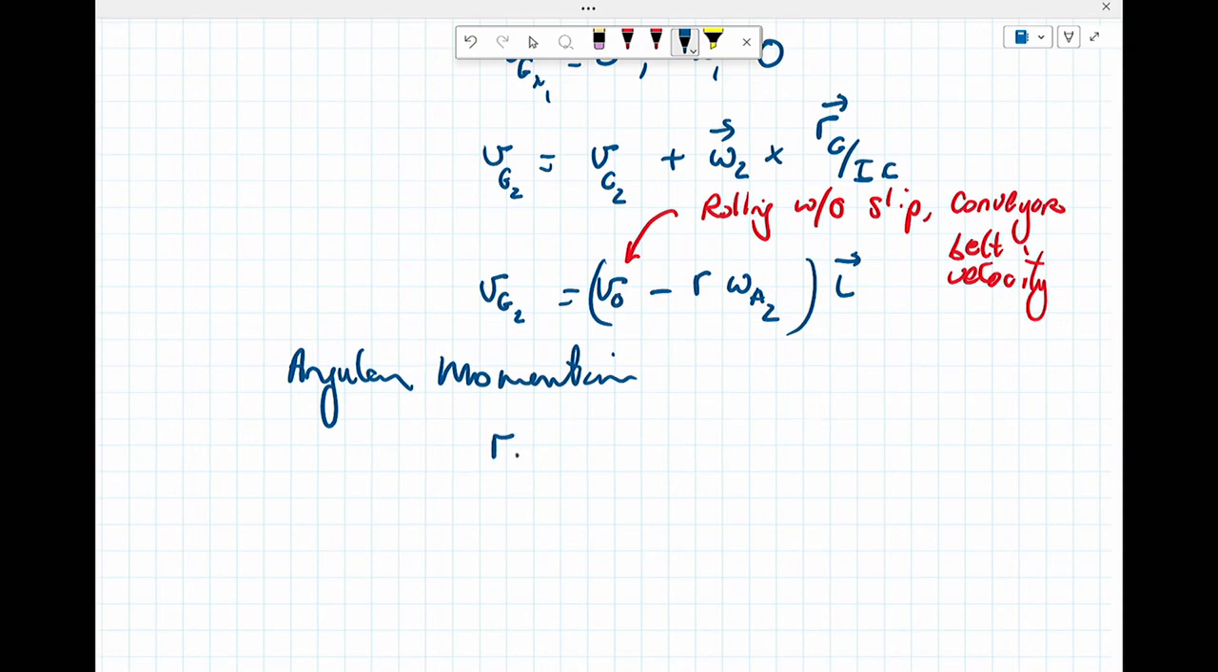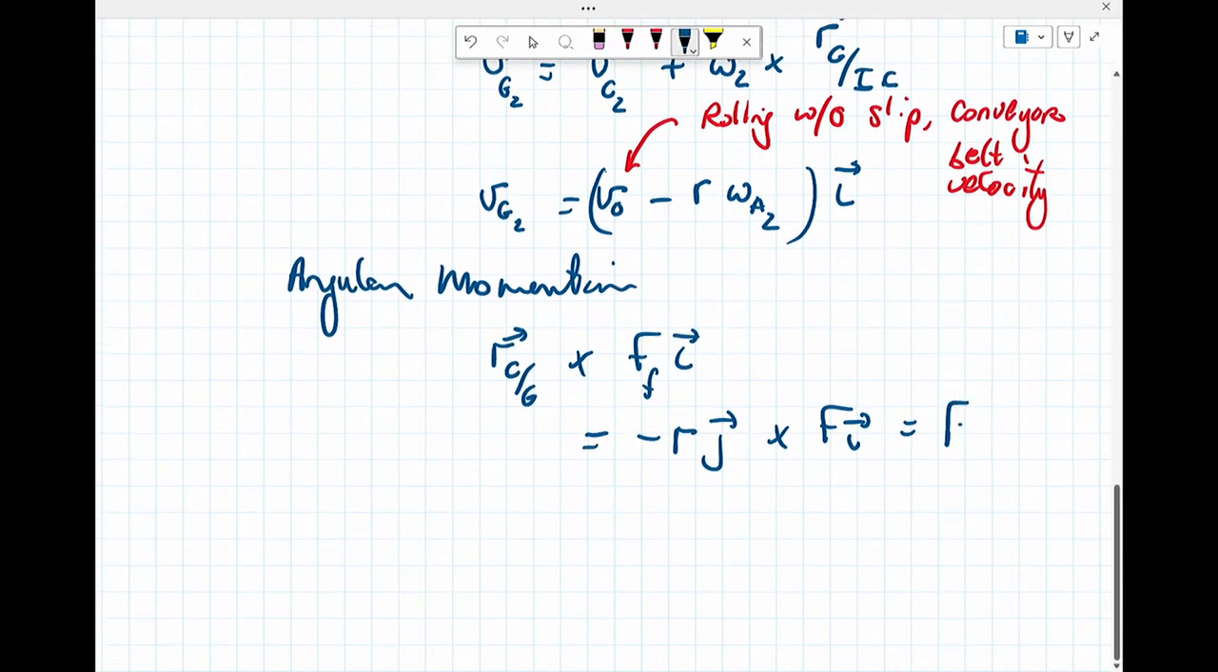I have RC with respect to G cross with Fi, which is force of friction, minus RJ, crossed with Fi, which equals Fr in K. So I know I have a three-dimensional problem. The moment has to act in the K direction. If I get a K, or if, in this course only, in third year you probably do different things. But here, I know that I have to get something that's going to rotate about the z-axis.